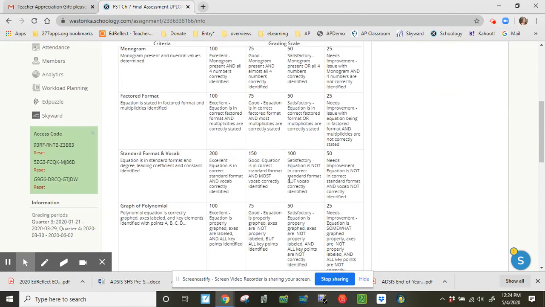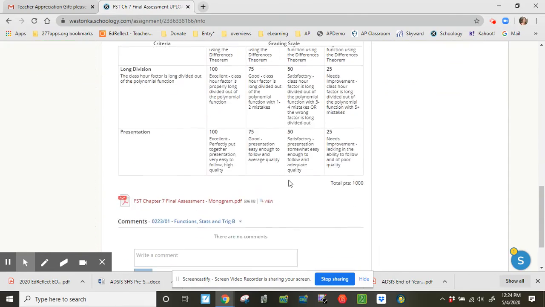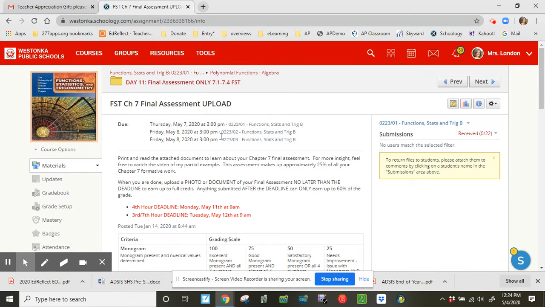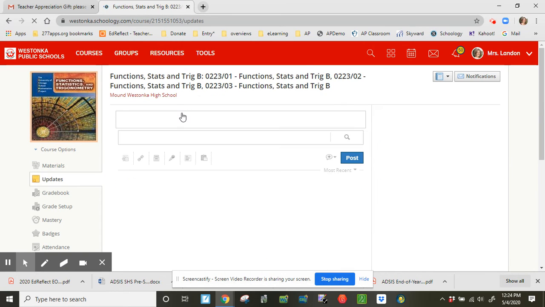The scoring rubric, again, is right here, where all 1,000 points come from. So please review the rubric before you submit it. It's very easy for everyone to get 1,000 points on this if you are careful with the details. So that is how we're going to wrap up this week.